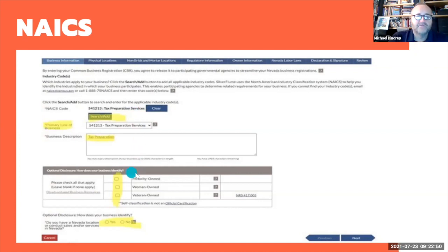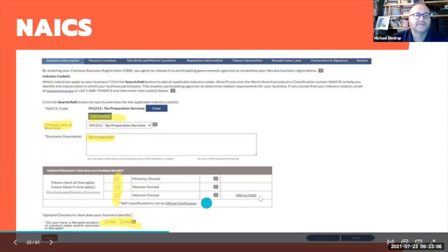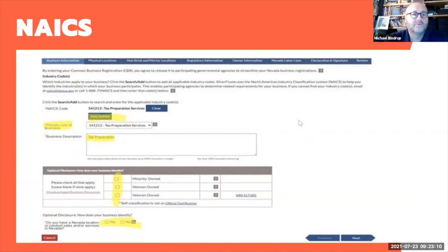They also ask you a few questions about how your business identifies. This is an optional disclosure. Are you a minority-owned business? Are you a woman-owned business, a veteran-owned business? It's self-classification. It's not an official certification, and that's okay. Please give this data so the state has it, so we have more accurate data as to who is opening businesses in Nevada.